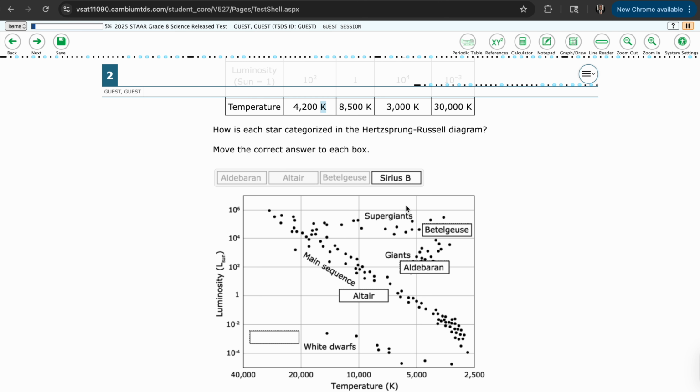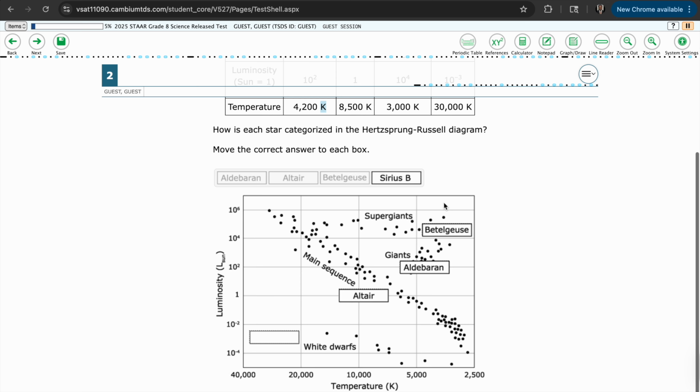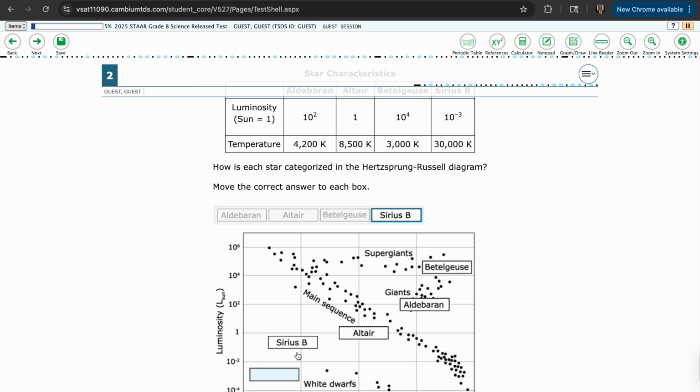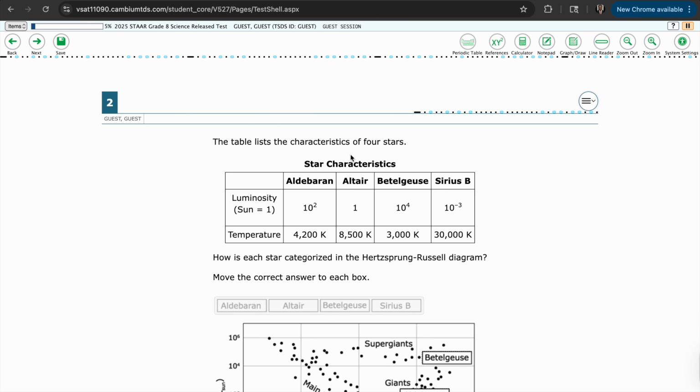Lastly, we have this one, but I just want to be sure. 10 to the power of negative 3 and 30,000. 10 to the power of negative 3, yep, probably right here. 30,000 in the middle right here, so yep, Sirius B goes right here. So that's how I would navigate this question.